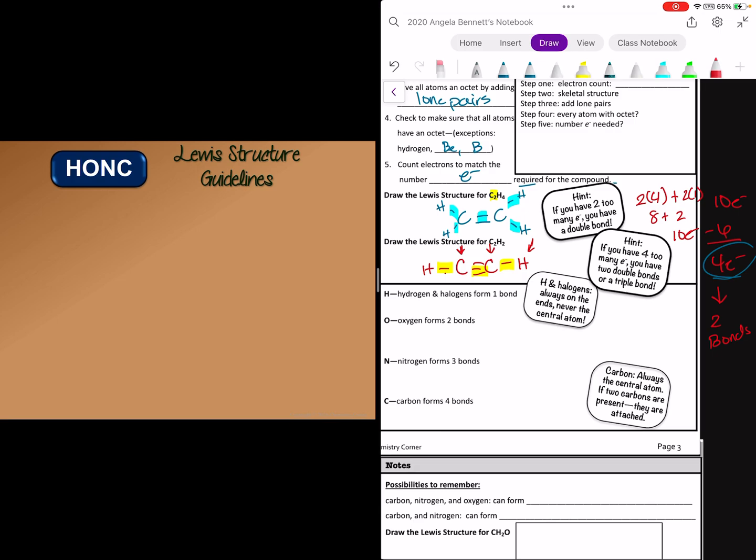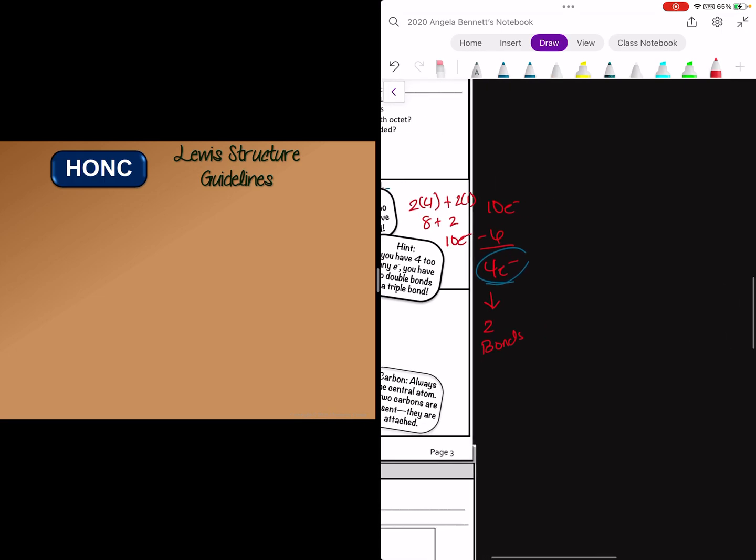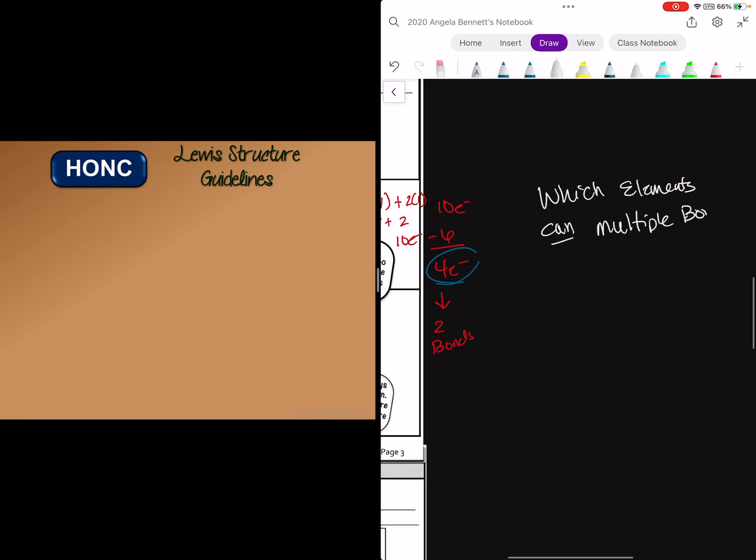And so sometimes figuring out multiple bonds is a puzzle. I was trying to think of the word. It's a puzzle. So let me give you one tidbit that's not in the PowerPoint. So this is going to be important. Which elements can have a multiple bond? So multiple bonds are going to be double and triple. Okay, so multiple bond is a double or a triple.